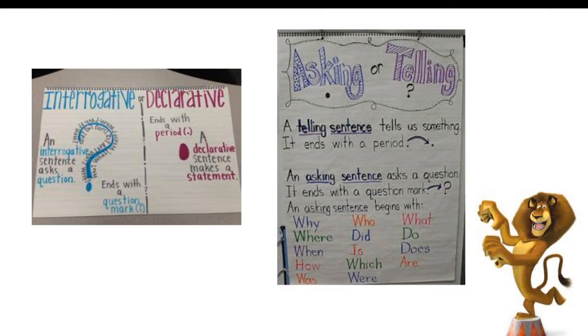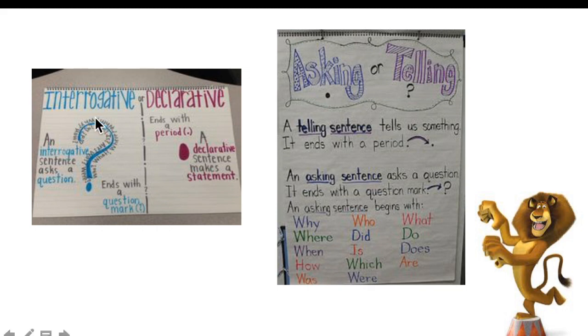Here we have some posters. Interrogative sentence, declarative sentence. Start with declarative sentence. It's also called a statement. What is a declarative sentence called? Statement. And what does statement mean? It's a sentence that tells something, or a telling sentence. And how do you finish the statement or declarative sentence? You will finish it with the period. Very good.